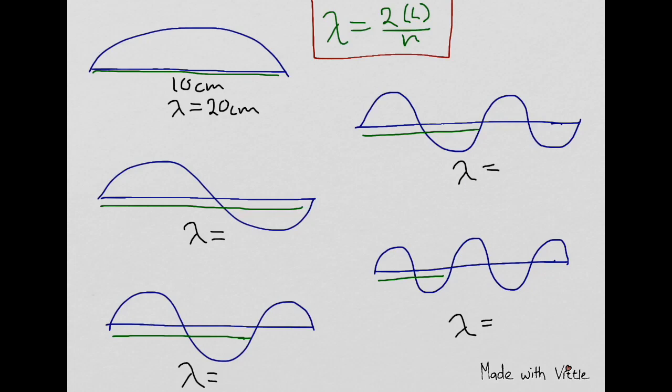As previously shown, the wavelength of the fundamental wave of a 10 centimeter string is 20 centimeters. Using this equation, we found all subsequent wavelengths with the same 10 centimeter string. The second harmonic has a wavelength of 10 centimeters, the third harmonic 20 over 3 centimeters, the fourth 5 centimeters, and the fifth 4 centimeters. Using this equation, you are able to find the wavelength of any number harmonic given the length of the string.